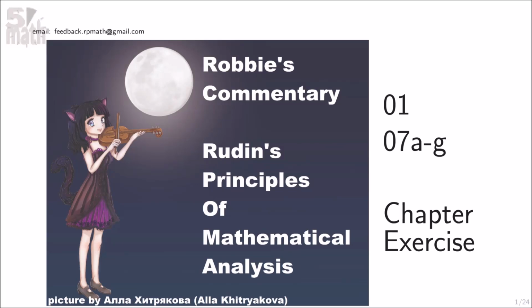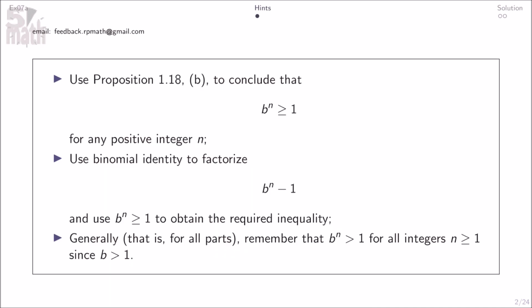Chapter 1, Exercise 7, A to G. Use proposition 1.18b to conclude that b^n ≥ 1 for any positive integer n. Use the binomial identity to factorize b^n − 1 and use b^n ≥ 1 to obtain the required inequality.